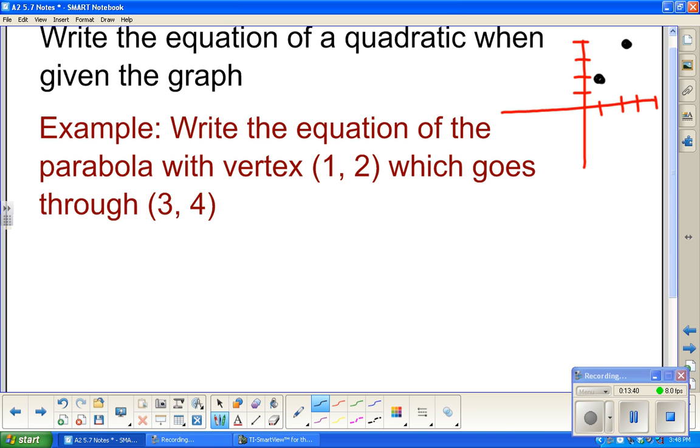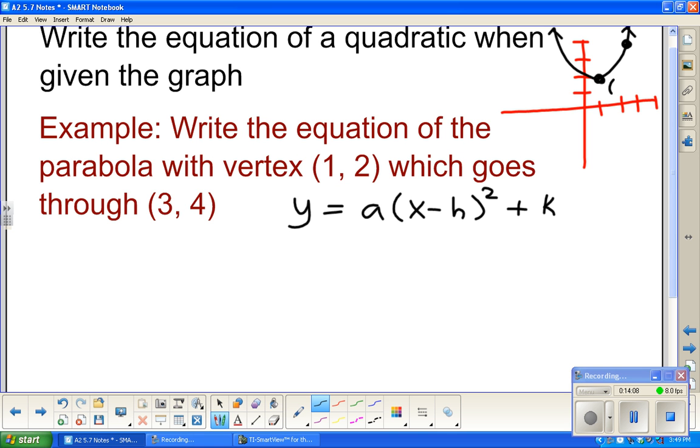Okay, so the vertex is always the minimum or the maximum, so we know it's going to go up. We know these things are symmetric. It's going to look the same on both sides. So something like that. Okay, again, not super important what the picture looks like, just to visualize it. Okay, and here's where vertex form is going to help. We're going to use vertex form: y equals a(x minus h) all squared plus k.